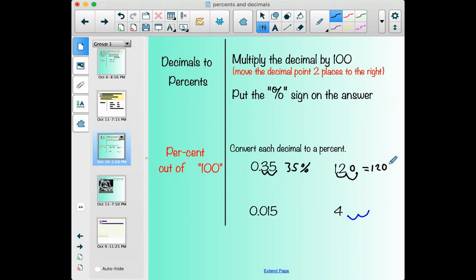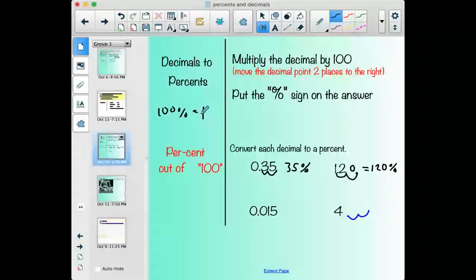Now, to point out something I mentioned at the end of the last video, we have to remember that 100% is the same as one whole, right? 100% of a pizza is one whole pizza. 100% of a class is one whole class. So when we went from the percent of 100 to a decimal, we took our decimal point at the end of the number and moved it to the left. That gave me 1.